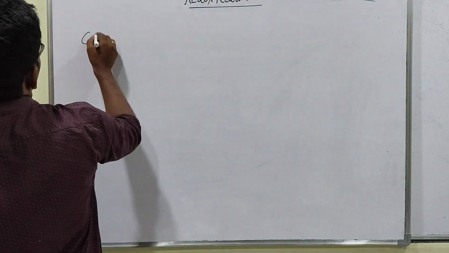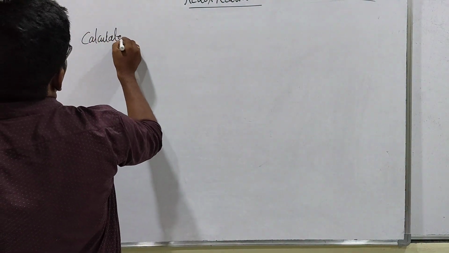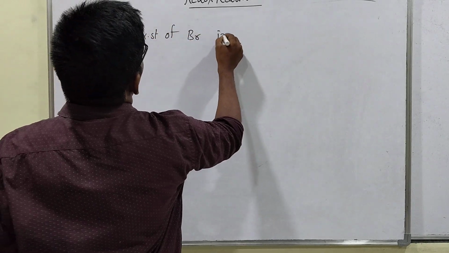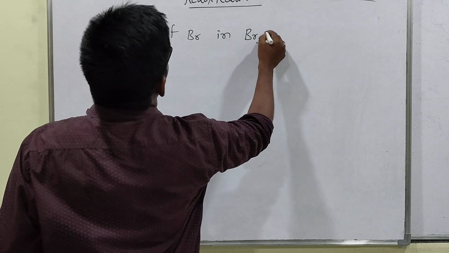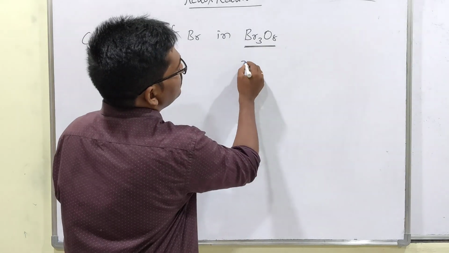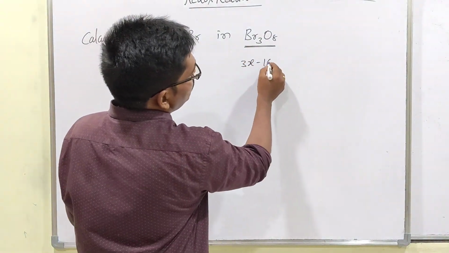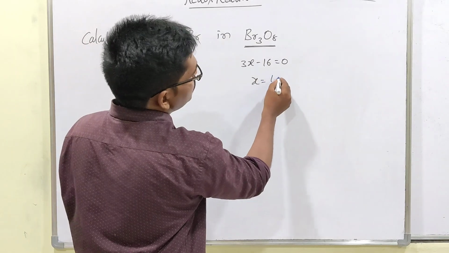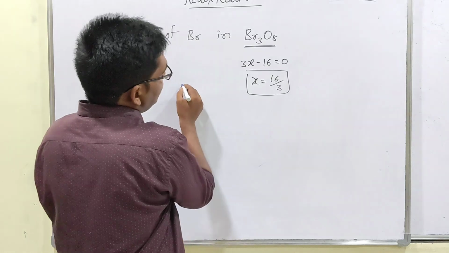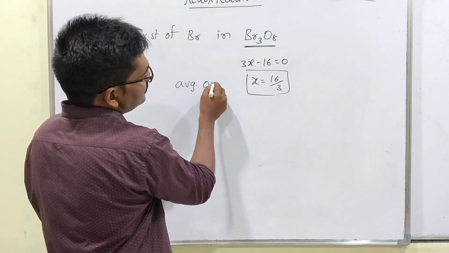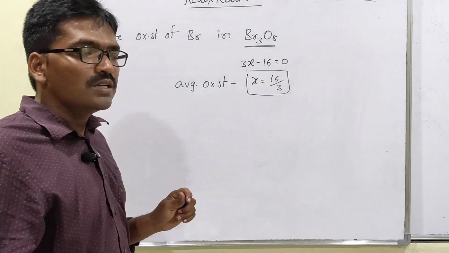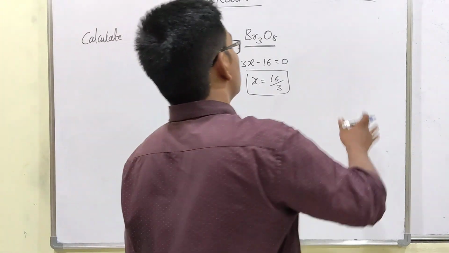So calculate the oxidation state of bromine in Br3O8, like this is given. According to the formula, 3x minus 16 equals 0, then x equals 16 divided by 3, that you can get as the answer. So this is actually the average oxidation state. But the exact bromine oxidation state you can find out by using the structure only, I told.